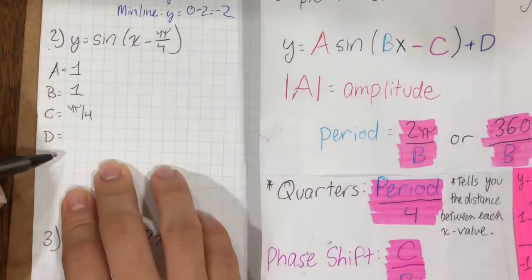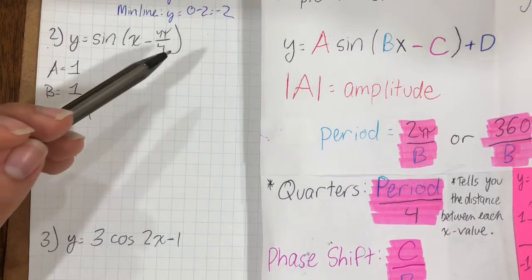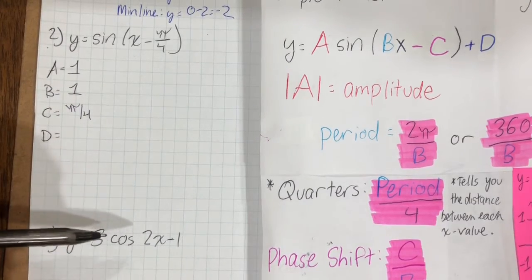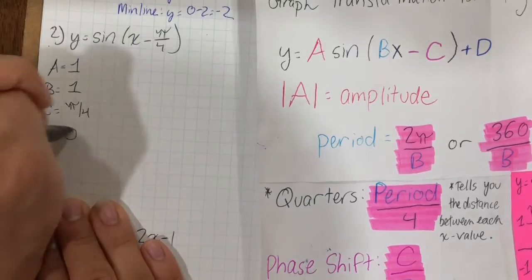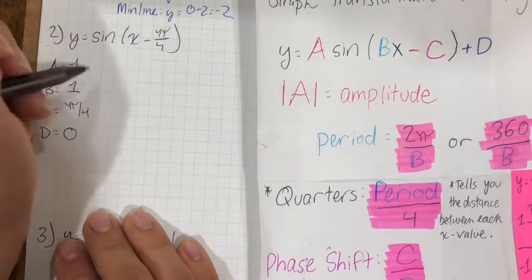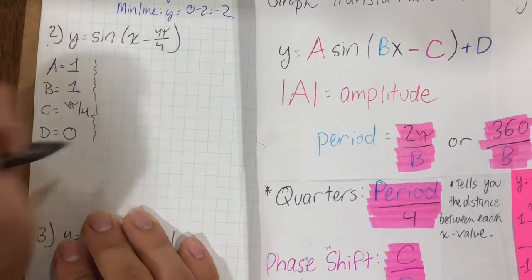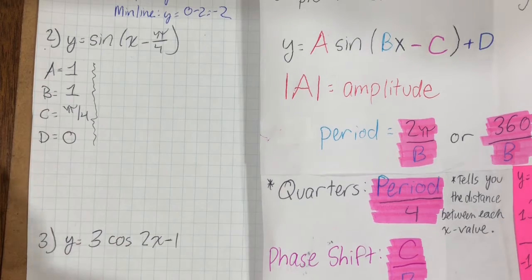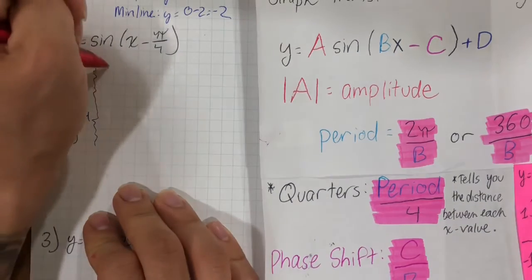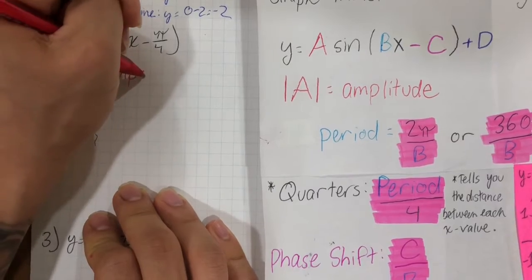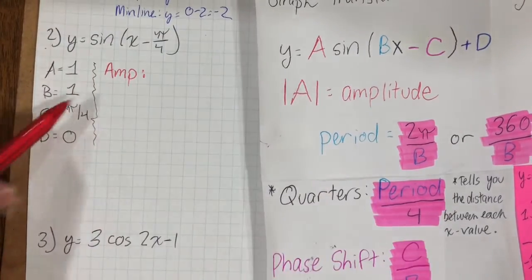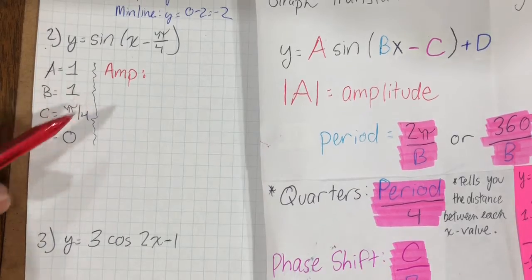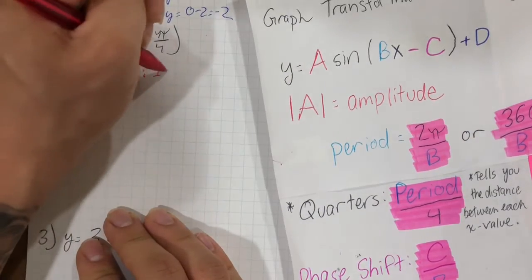And then we have D, and there is no number for D that is being added or subtracted. So that means my number for D is going to be 0. Now I'm going to use whatever I labeled for A, B, C, and D to figure out my amplitude, period, quarters, and all the 3 lines. Let's start with the amplitude. I take the absolute value of A, which is 1, and it's still 1. So my amplitude is 1 unit.